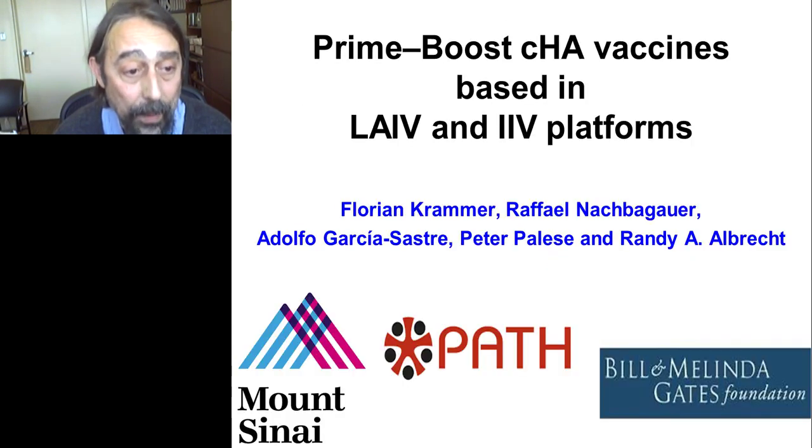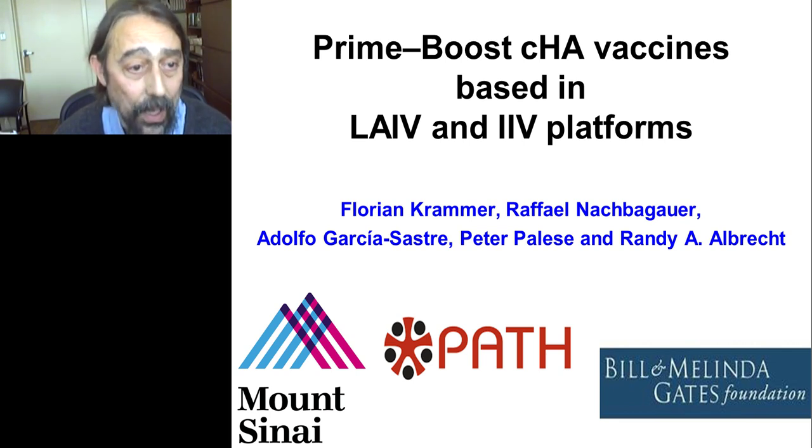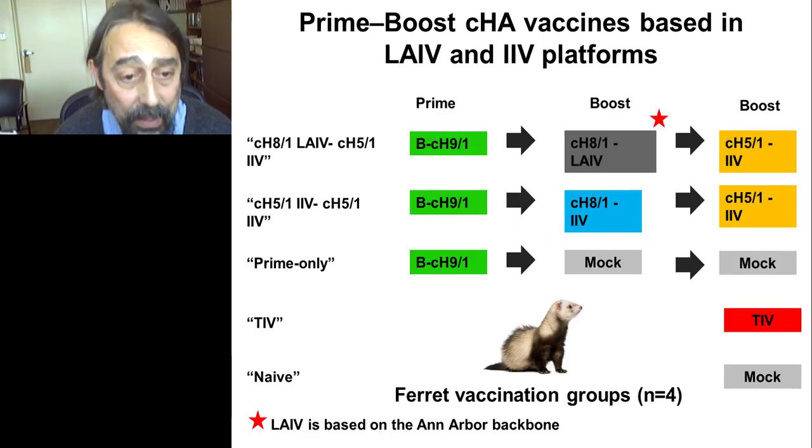Now, based on this data, we started a prime-boost vaccination using a live-attenuated influenza virus vaccine that is being used in some countries, followed by an inactivated vaccine that is also widely used, but based on these chimeric hemagglutinins. We first did an experiment in ferrets in which we used a 9-1 followed by 8-1 and followed by 5-1, either as live-attenuated vaccines or inactivated vaccines.